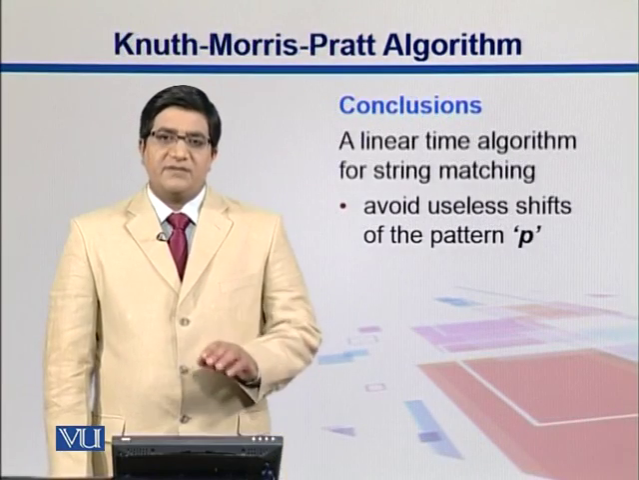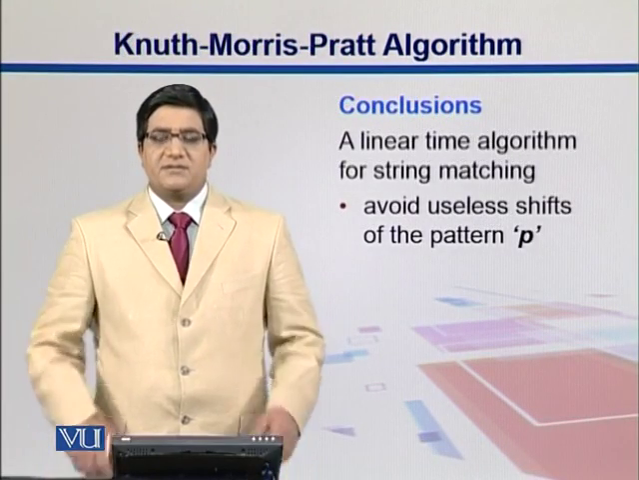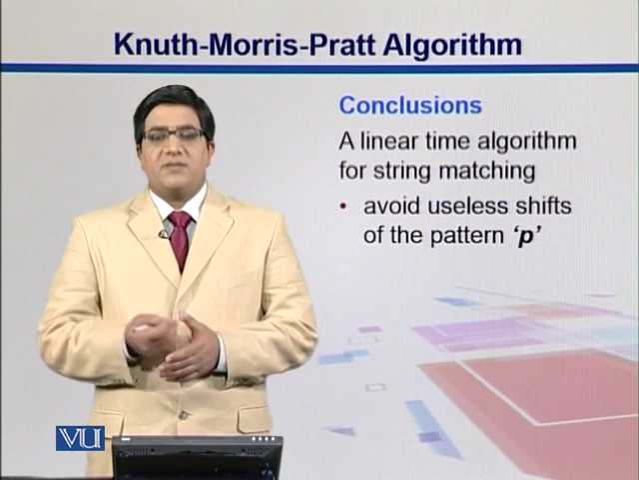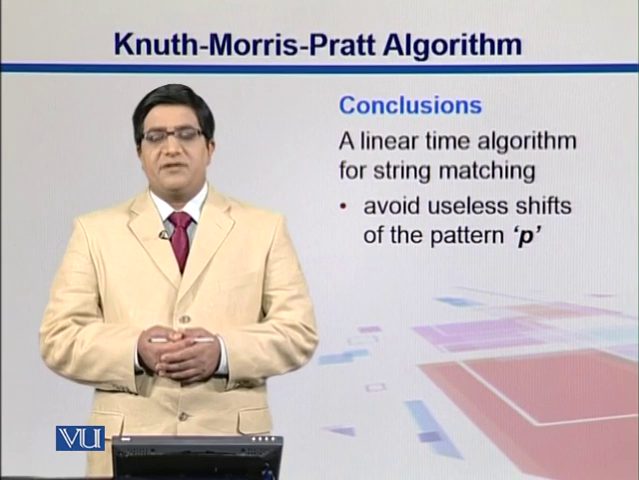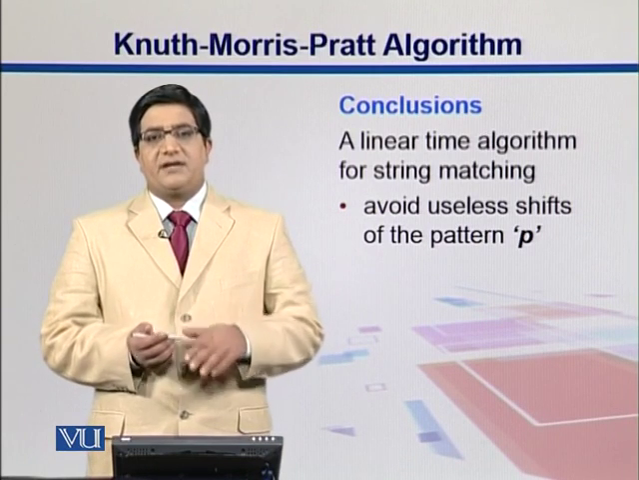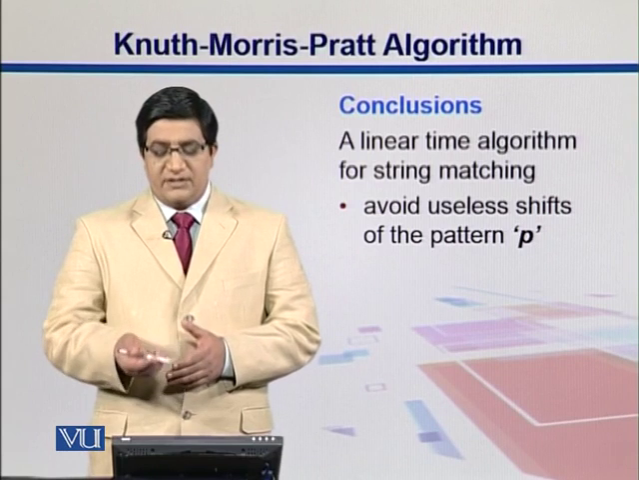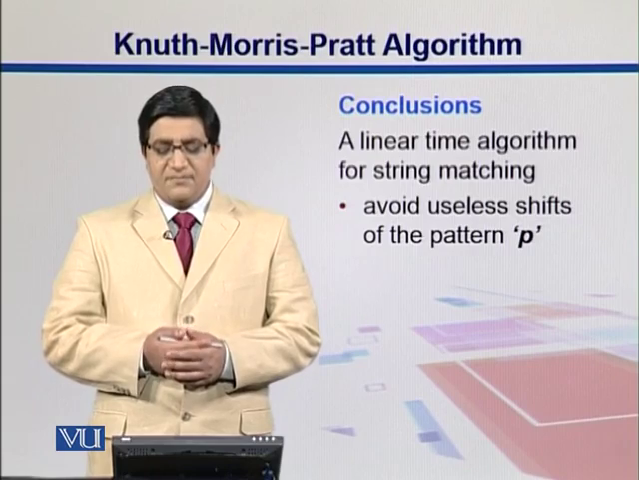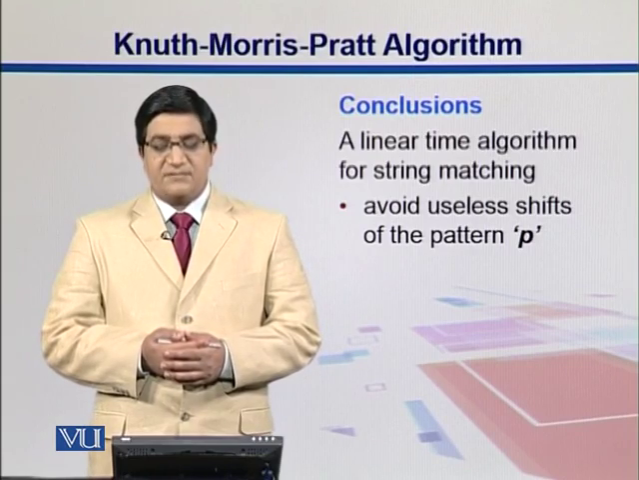So in this section, we have taken just a general idea about how KMP works. There are two sub-algorithms. One is where we find a prefix function that helps us avoid backtracking and saves our time. Basically, because of that, it is a linear time algorithm, and it avoids useless shifts of pattern P.